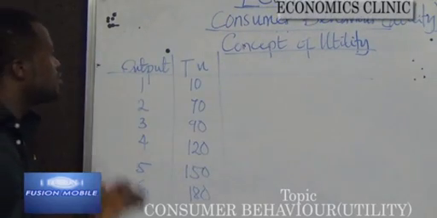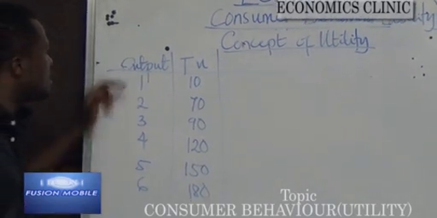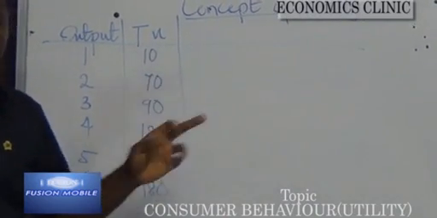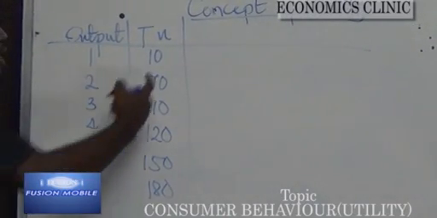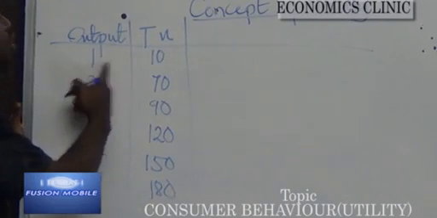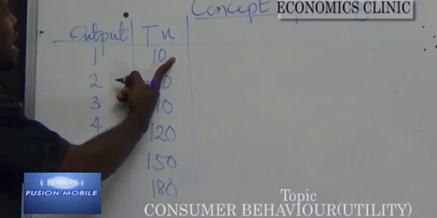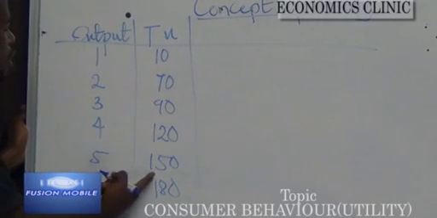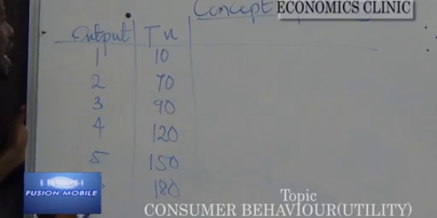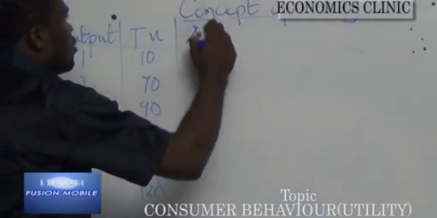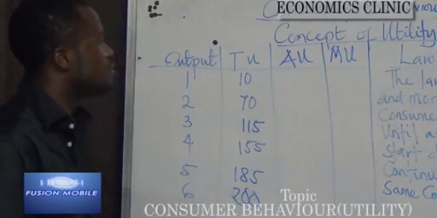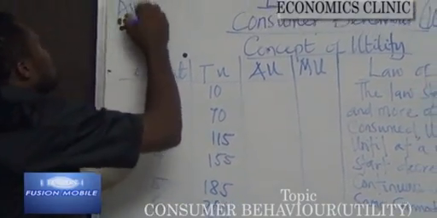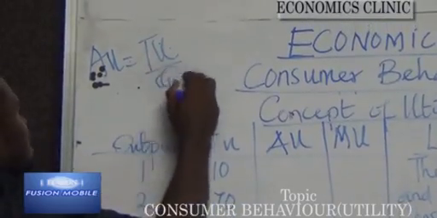Now, looking at this illustration, we have output 1, 2, 3, 4, 5, 6. And as I said earlier, total utility is based on assumption. So we have total utility 10 at output 1, 70 at 2, 115 at 3, 155 at 4, 185 at 5, and 200 at 6. Now we look for average utility and marginal utility. Don't forget that to solve average utility, average utility equals total utility divided by quantity.